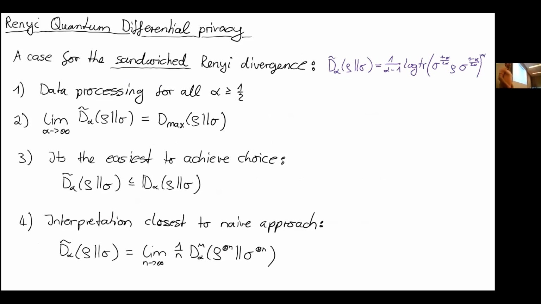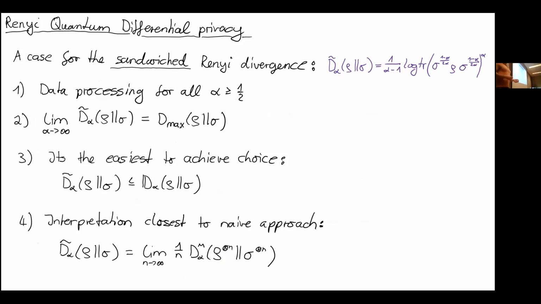Okay, and I guess I'm running out of time. Just briefly to say that we make a case why the sandwich Rényi divergence is actually the divergence you want to look at. And it's simply because it has many desirable properties that not all of these fulfill.